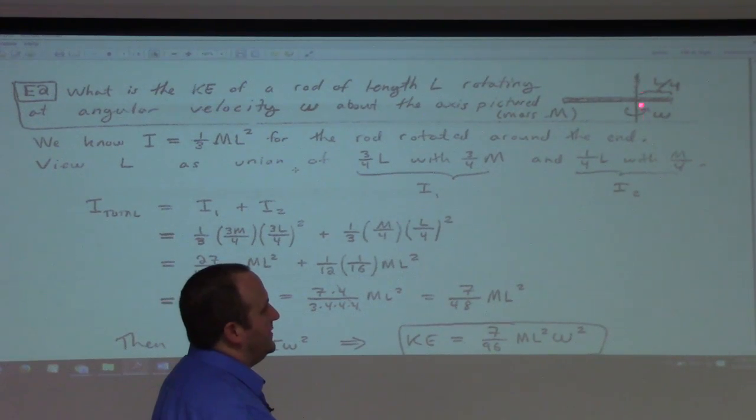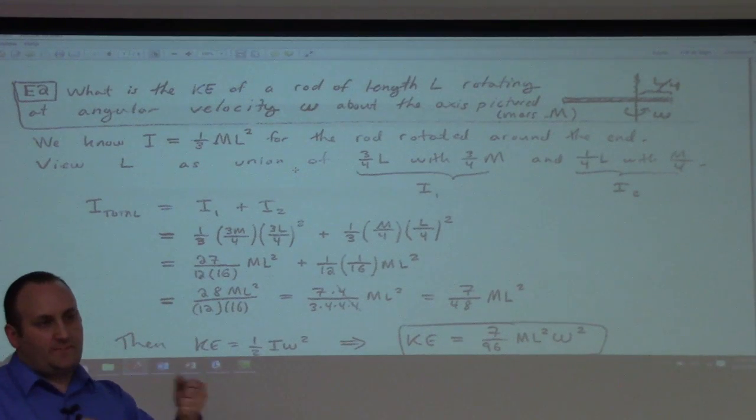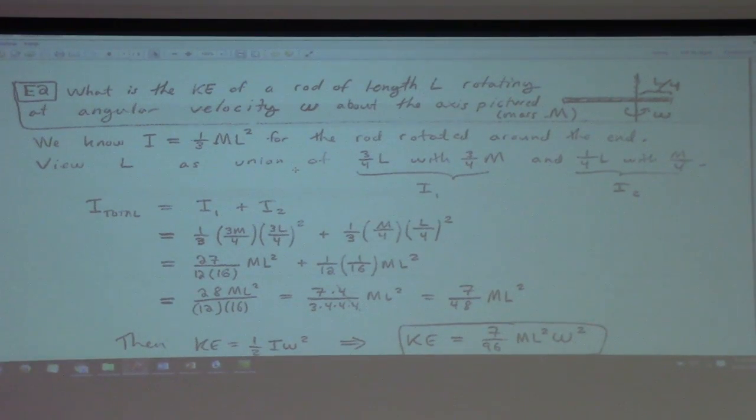So here you got to think about it as two pieces. You got this piece and that piece, right? Think of those as two separate objects, and they're both rotating. And so one has one moment of inertia, the other one has a different moment of inertia. They both have the same omega.